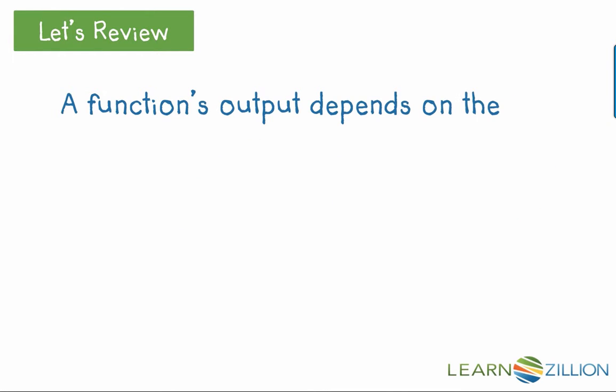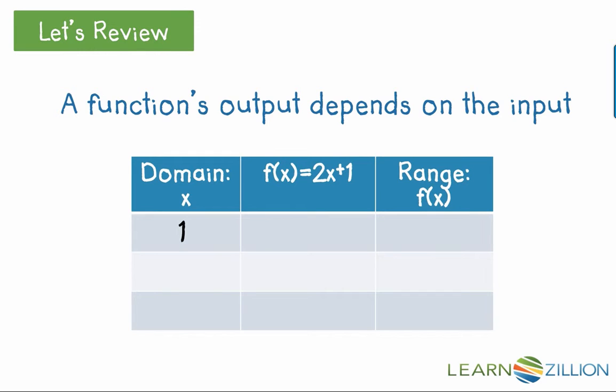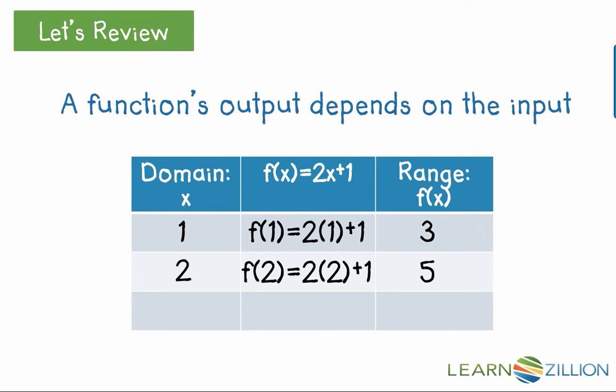Let's review. A function's output depends on its input. For each domain value that I plug into a function, I evaluate the function using that domain value in order to get my output value. If I plug in 1 for x, then I get 3 for my output, or for f of 1. If I plug in 2 as my input, I get 5 for f of 2. And if I use 3 for my input, I get 7 for f of 3. Again, we know that this is a function because each input only has one output value, where my input determines what my output will be.